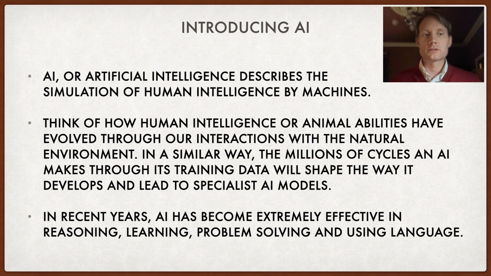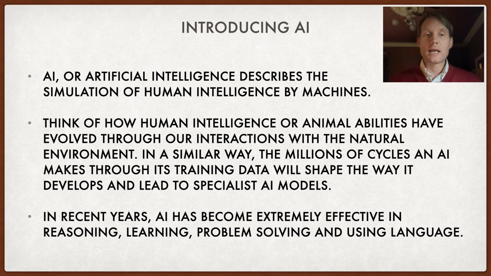So it's described as the simulation of human intelligence by machines. And an easy way to think about this is to consider how human intelligence and animal abilities have evolved through our interactions with the natural environment over thousands and millions of years. In a similar way, millions of cycles that AI makes through its training data will shape the way that it develops and lead to these specialist AI models, which is what we're going to be looking at.